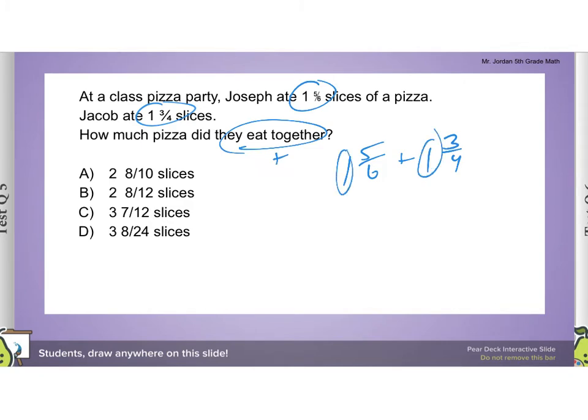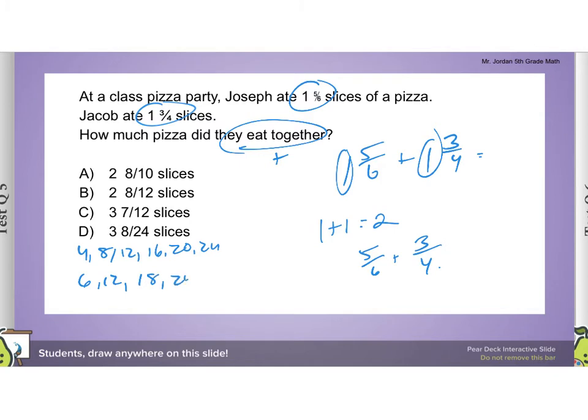Isolate the whole number. So 1 plus 1 is 2. Now you have 5/6 plus 3/4. You want a common denominator. 4, 8, 12, 16, 20, 24, and 6, 12, 18, 24. If you multiply 6 and 4 together, you get 24. But a lower number is 12.